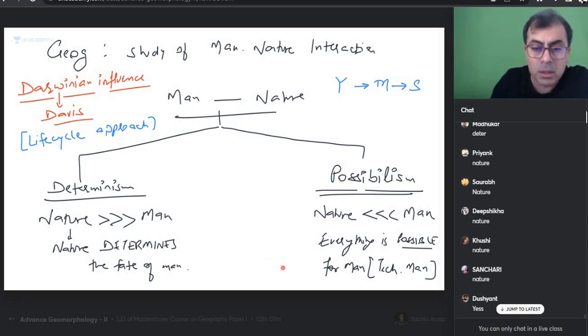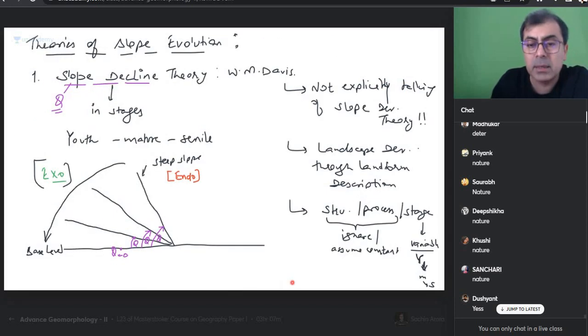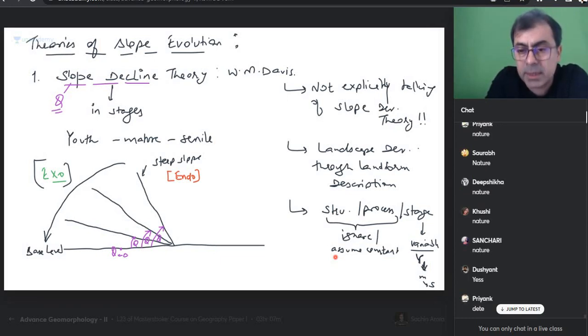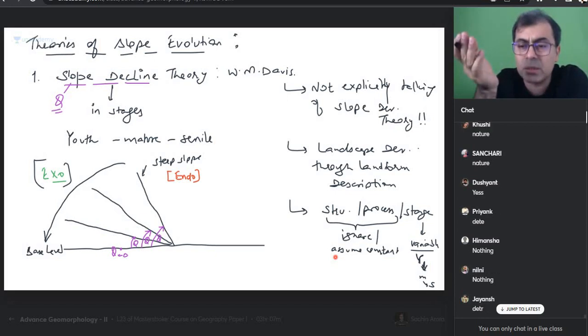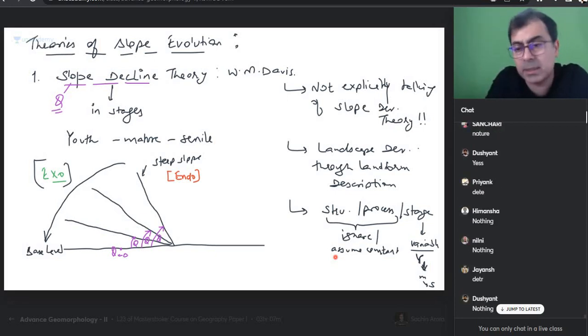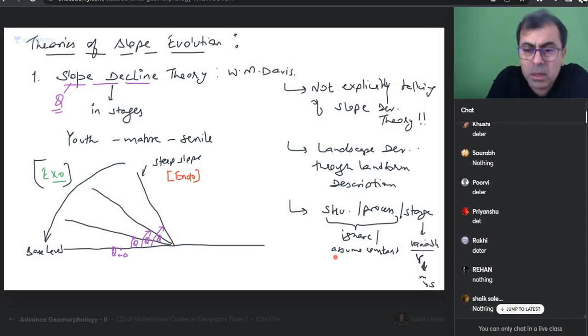Now Davis says that all landforms will pass through youth, mature, and senile. I'm asking you, is this idea deterministic, possibilistic, or it has got nothing to do with determinism and possibilism? 3 options. This idea that landforms will pass through young, mature, senile, does it have something to do with determinism, possibilism, or nothing? You can take any side. Sir, इनका determinism, possibilism से क्या लेना देना? Okay. So many people are saying nothing. Many people are saying determinism.